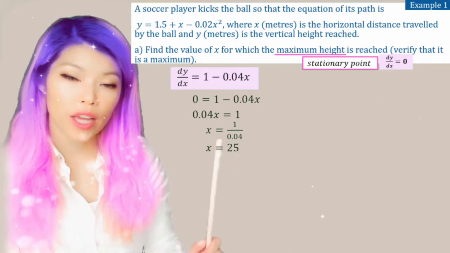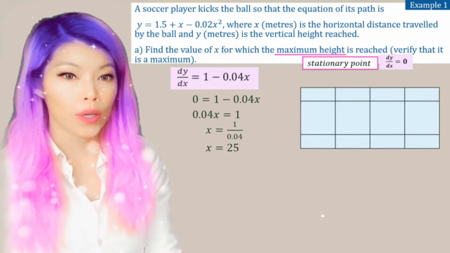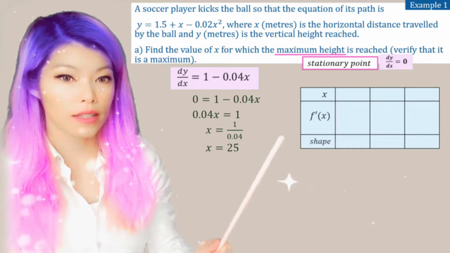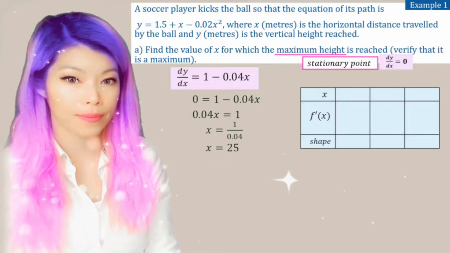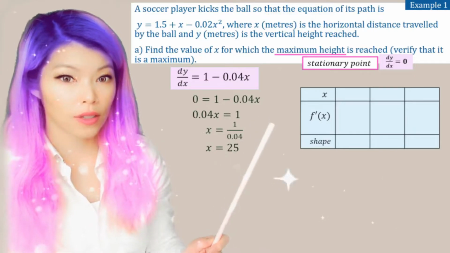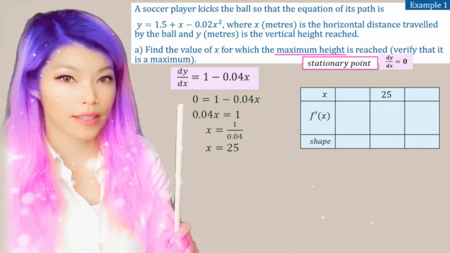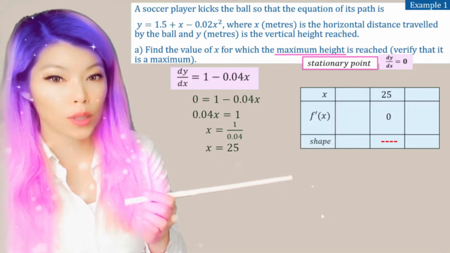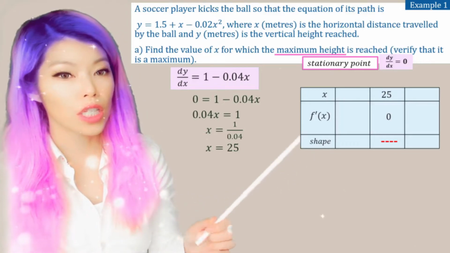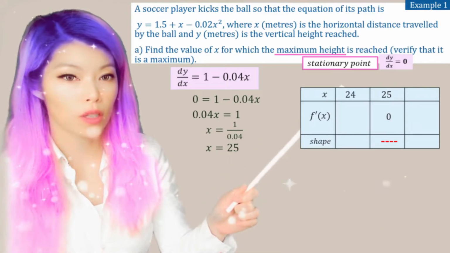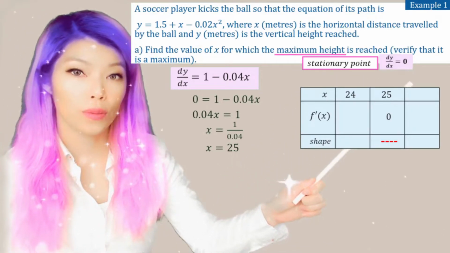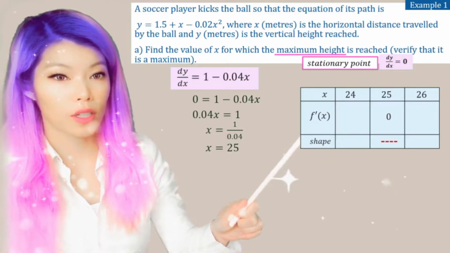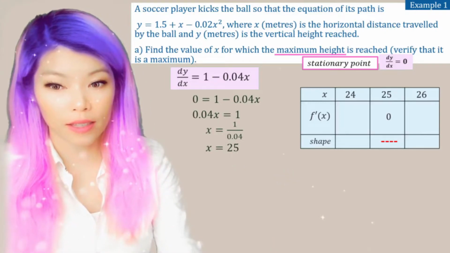Now, how do we show that it is the maximum? We put a table and we write down the x value, the gradient, and we draw the shape. So for the x value at 25, we know that the gradient is 0, and we know that the shape is flat. But what about just before and just after it? So just before would be 25 minus 1 is 24. Just after, it would be 25 plus 1 is 26. So now we calculate the gradient at 24 and the gradient at 26.